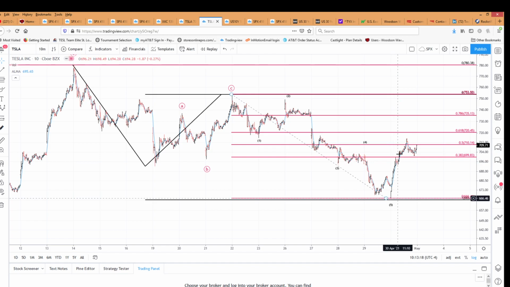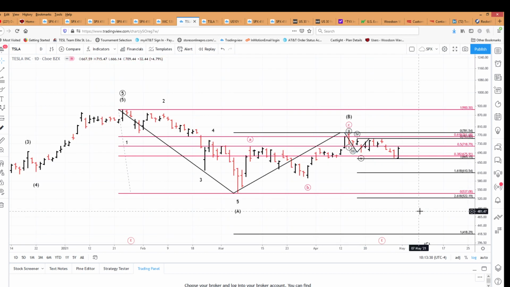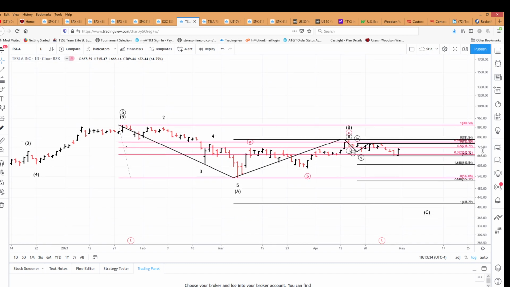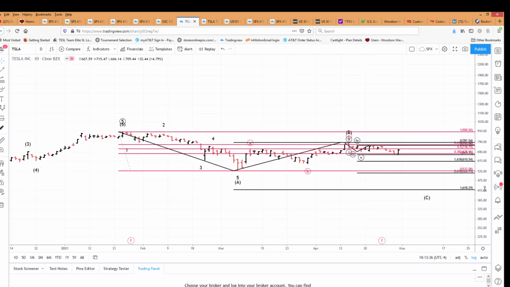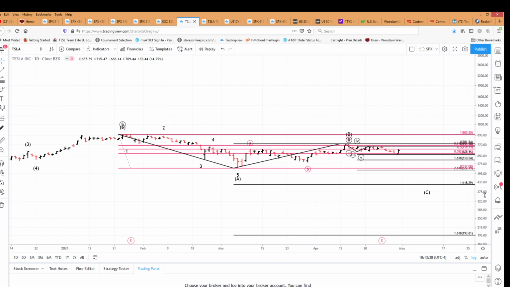This here is so far between the 50 and the 618. 618 is at 720. The 786 is at 735. Okay, so otherwise, unless this goes further, we're looking for this thing to go down and hit that 418. If you want the 1618 multiple, it's way out there. There it is at 193.